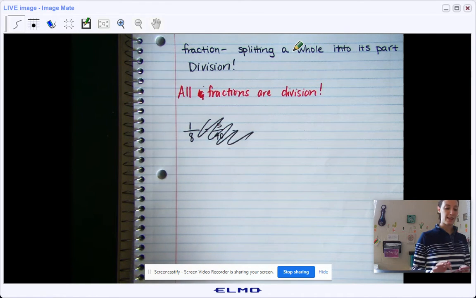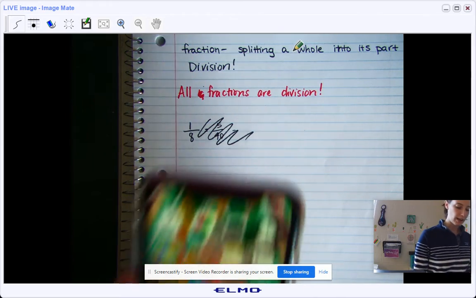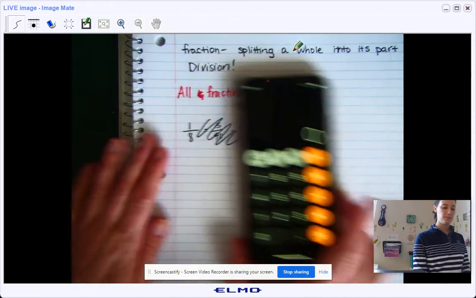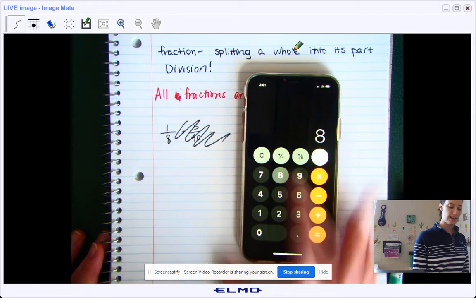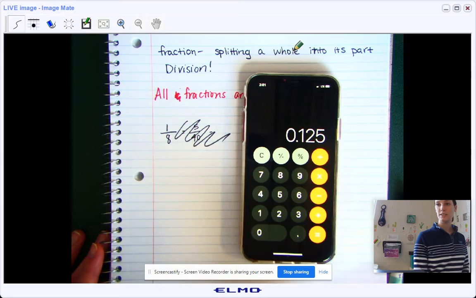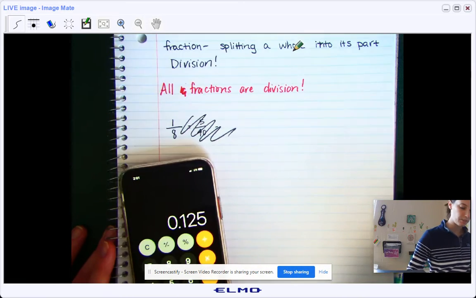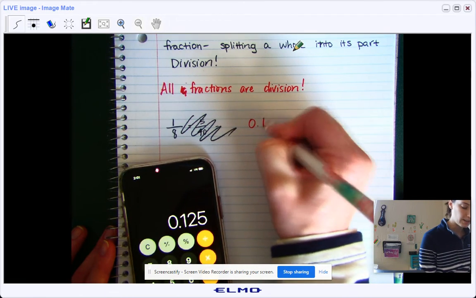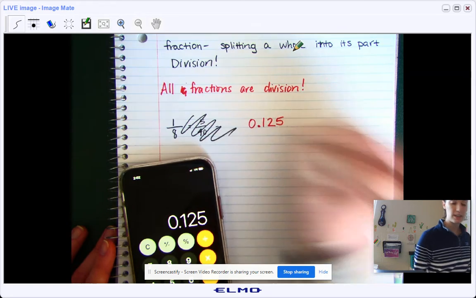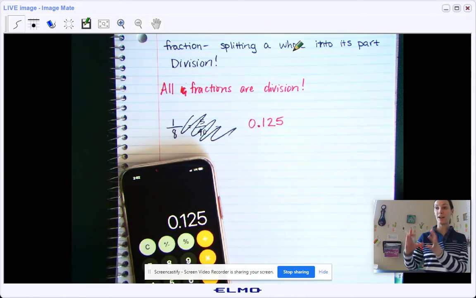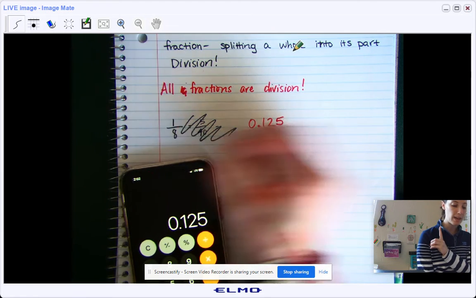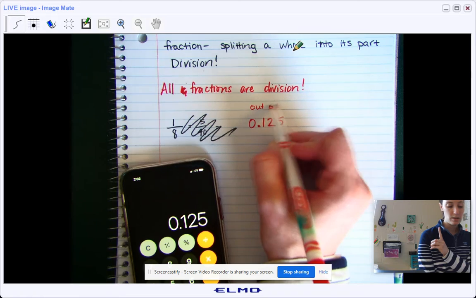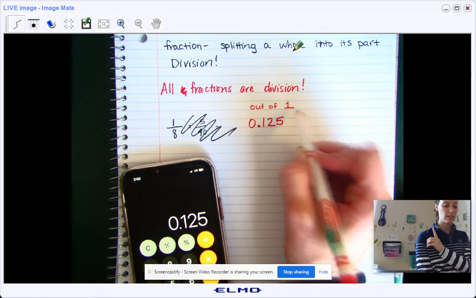You just use a calculator, and here's how you do it. So I have my phone here. I'm pulling up my calculator. I go 1 divided by 8 equals 0.125. Now, it's important that we know what this means. A decimal is a way of describing part of one whole. So this is, if we took 1/8 and we made it out of 1, this is what it would be worth.